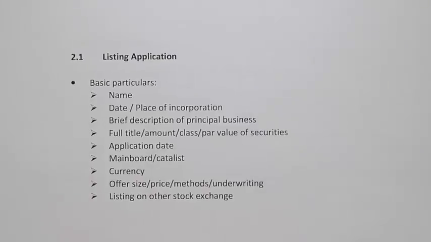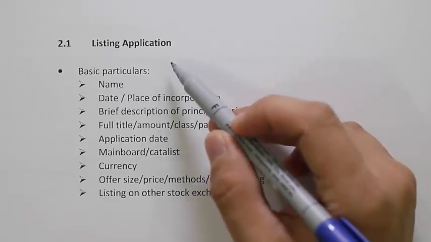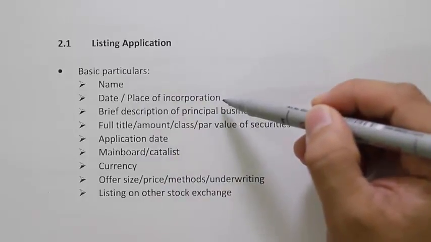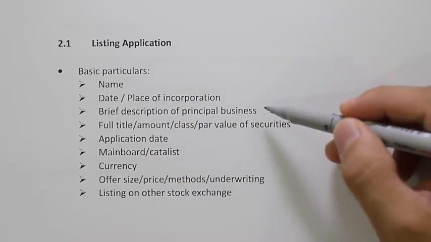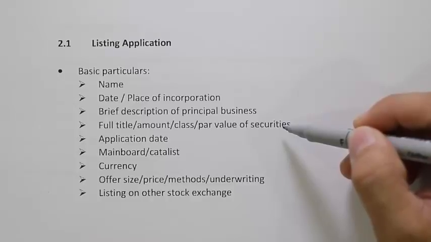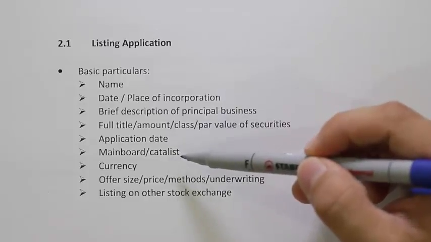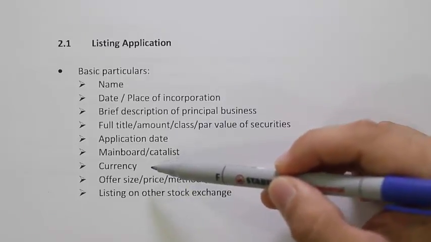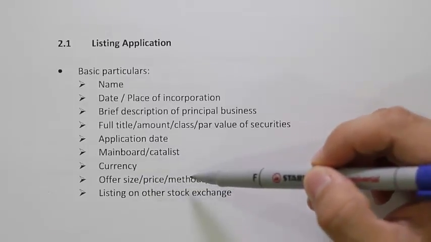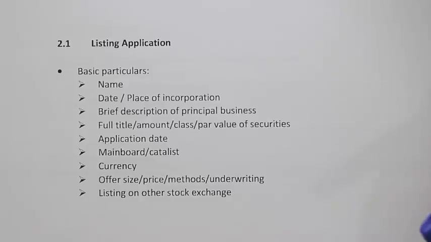First, let's talk about the listing application for Mainboard. In the listing application, obviously you need the basic particulars that include the name, the date and place of incorporation, the brief description of the principal business of the listing company, and details of the securities, for example, the title, the amount, the class, and the par value, the application date, whether it's listed in Mainboard or Catalist, the currency of the shares that is offered to the public, what's the size of the offer, what's the price, what are the methods used, and the underwriting, and whether or not it's listing on another stock exchange.